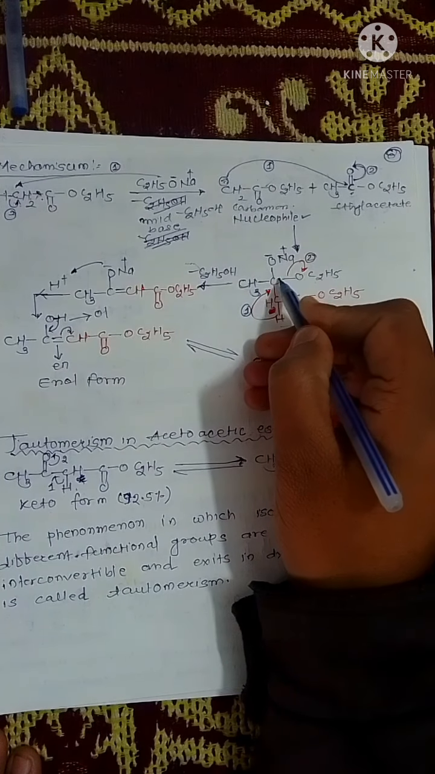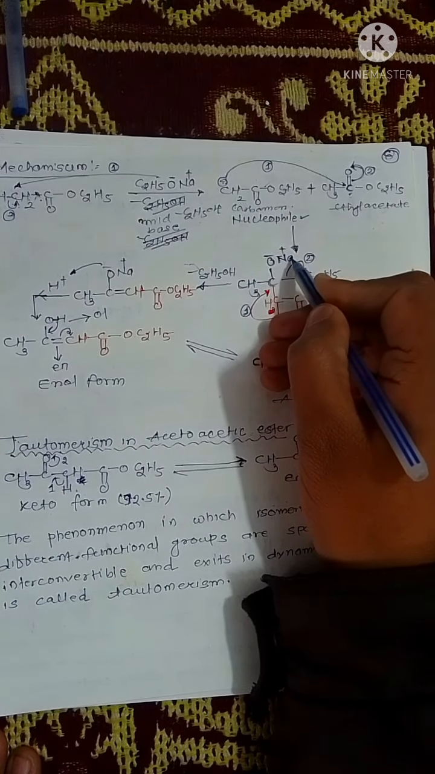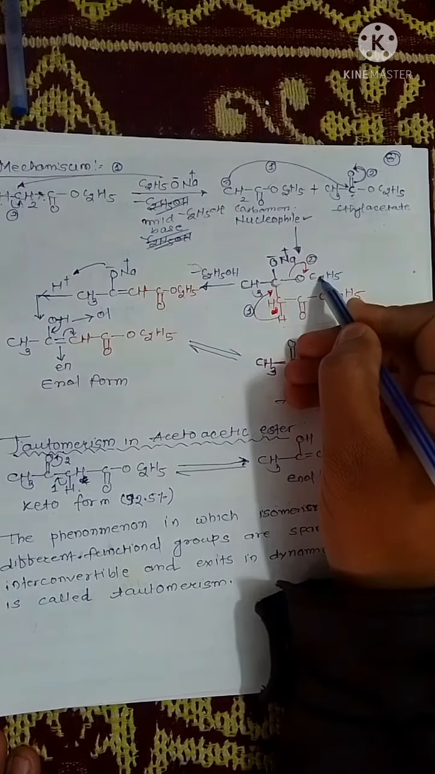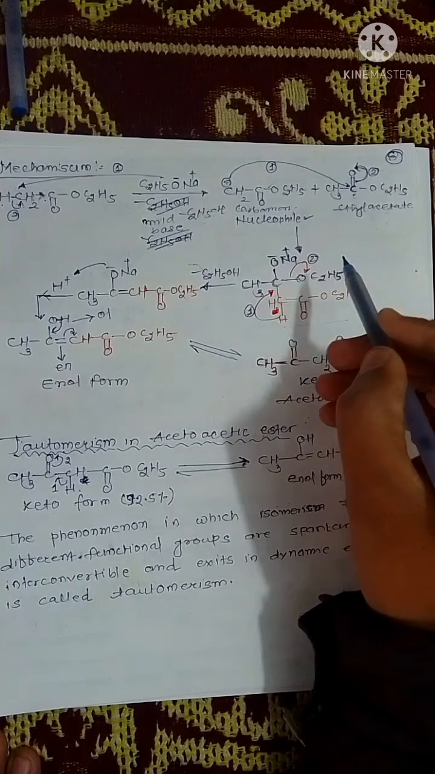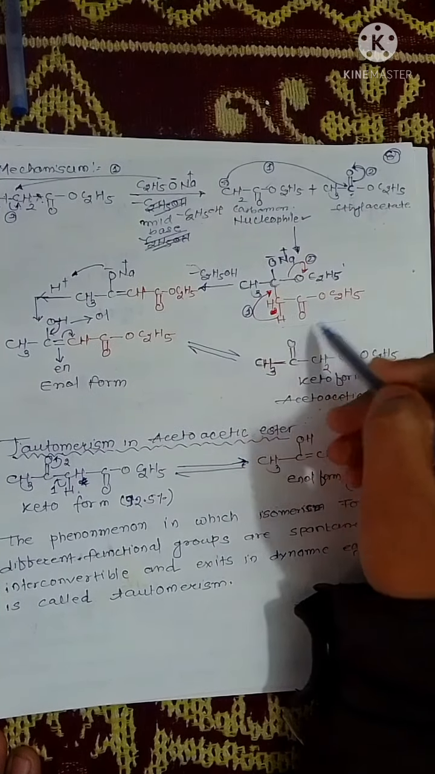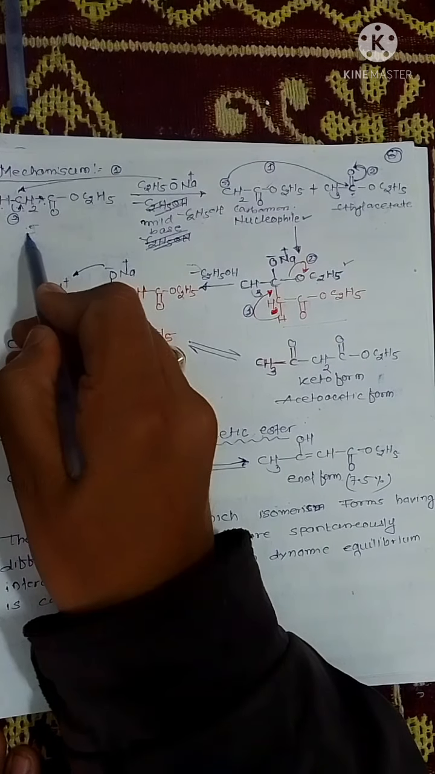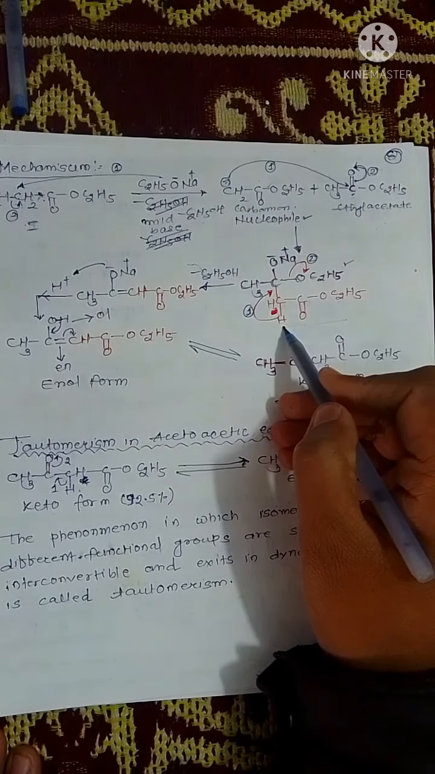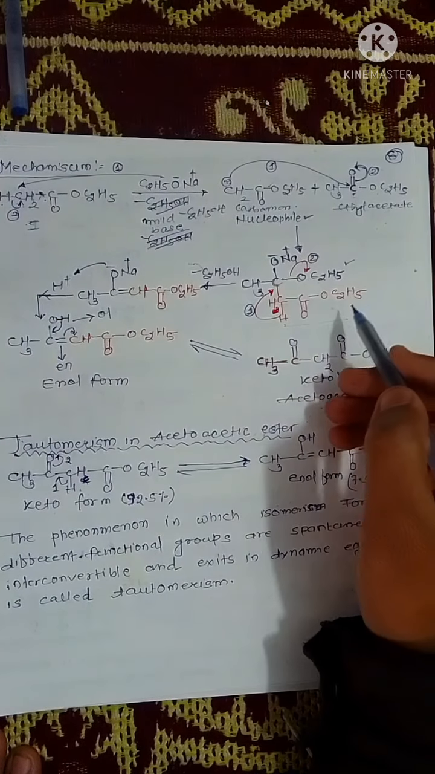CH3 CO negative Na plus O C2H5. Always remember, the part of the molecule which is written by a blue pen comes from your first molecule of ethyl acetate, while the second part which is written by a red pen comes from the second molecule of ethyl acetate.